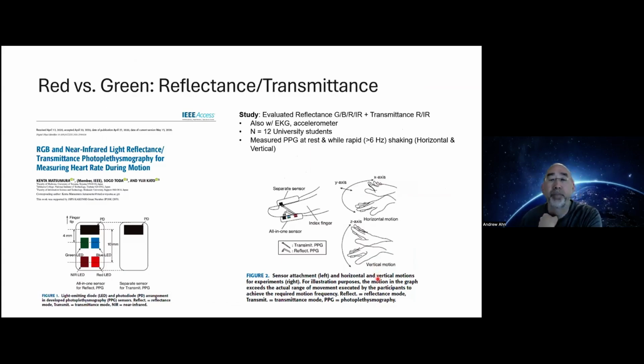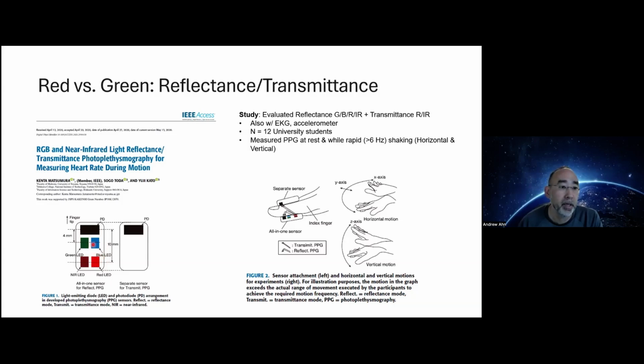And to sort of demonstrate the differences in sensitivity to motion based on these different lights, this was a nice study done by Matsumura in 2020. This study evaluated the effect of motion on different types of PPG signals, both reflectance and transmittance, and the different light colors, which include blue, green, red, and infrared. And they also assessed it with, again, reflectance.